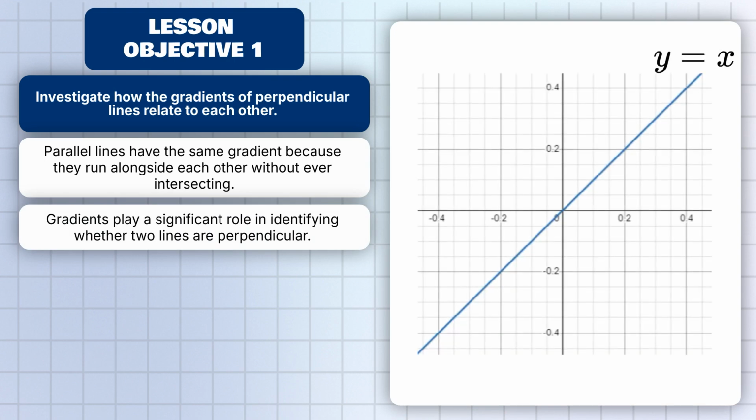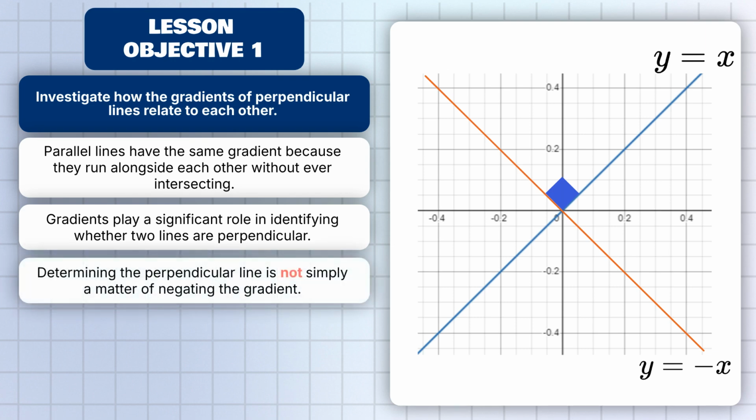Consider the equation of the line y equals x. What would the equation of a line perpendicular to this one look like? One example is y equals minus x. Looking at these two equations, you might think that determining the perpendicular line is simply a matter of negating the gradient. However, the process is not always this straightforward.